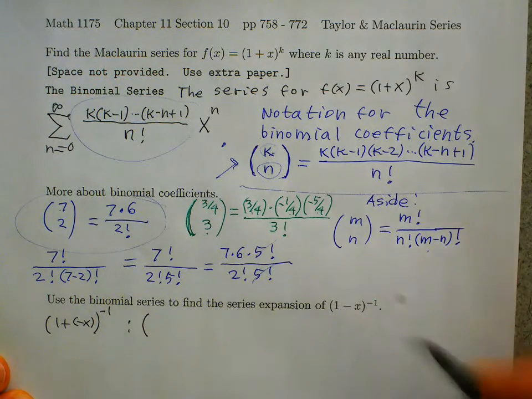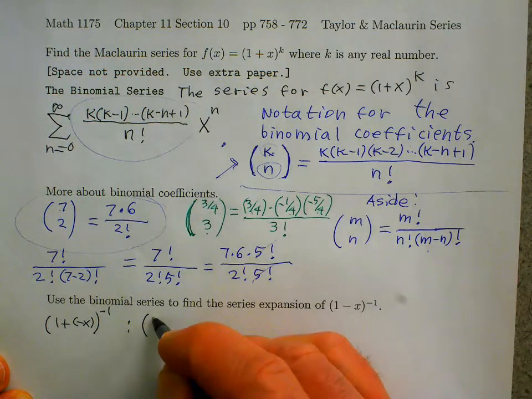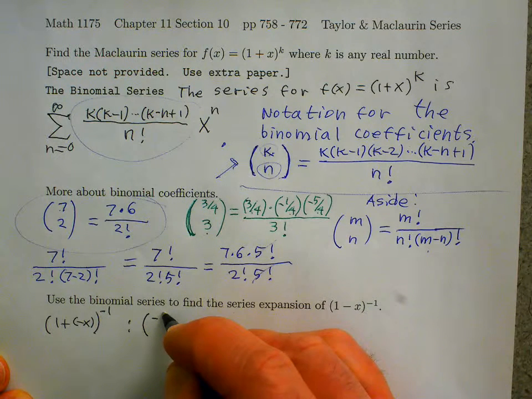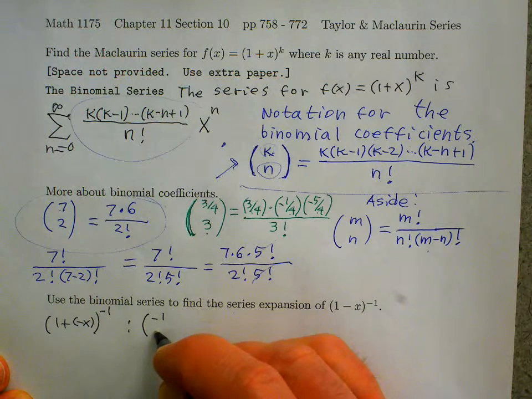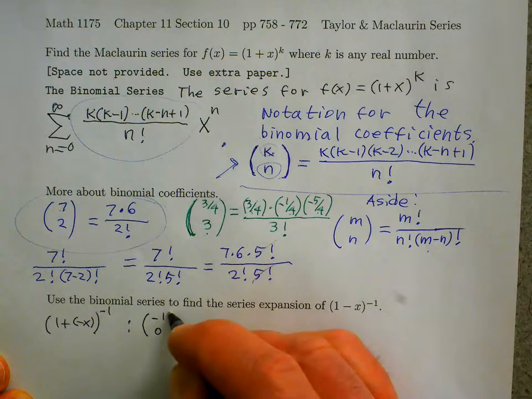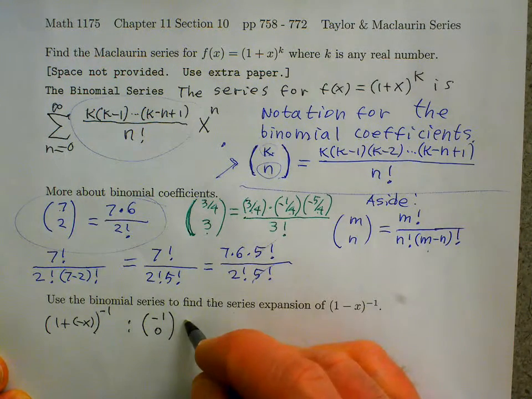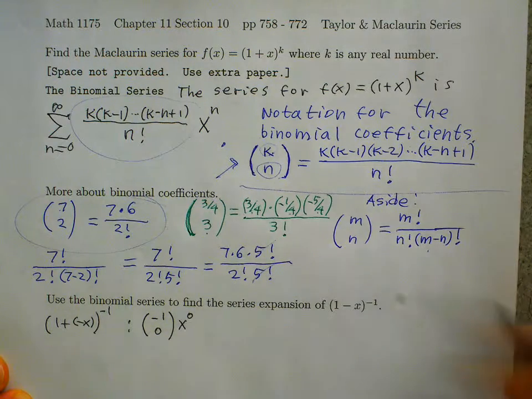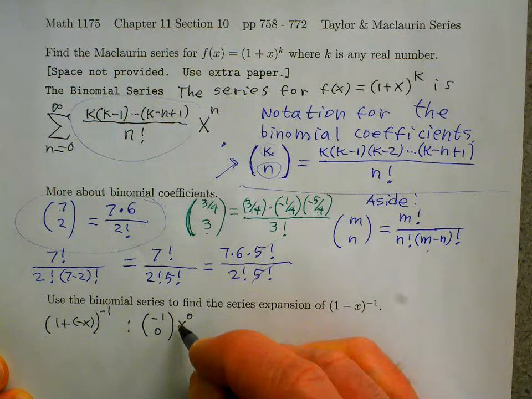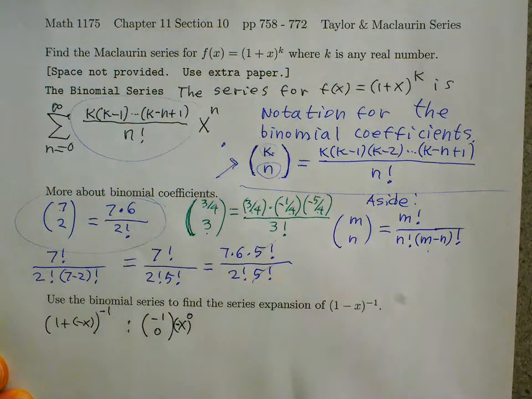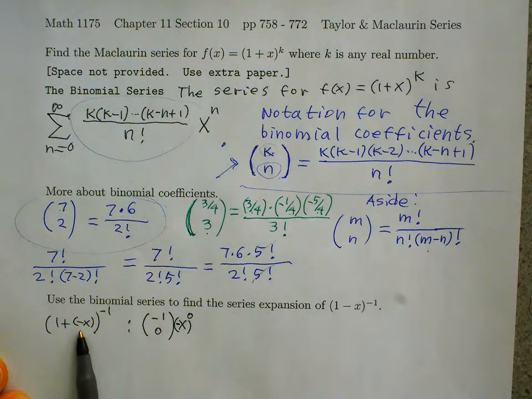Well, when n is 0, we have k choose n when n is 0 times x to the 0. Sorry, I messed up already. Times negative x to the 0, because we're replacing every x with negative x.